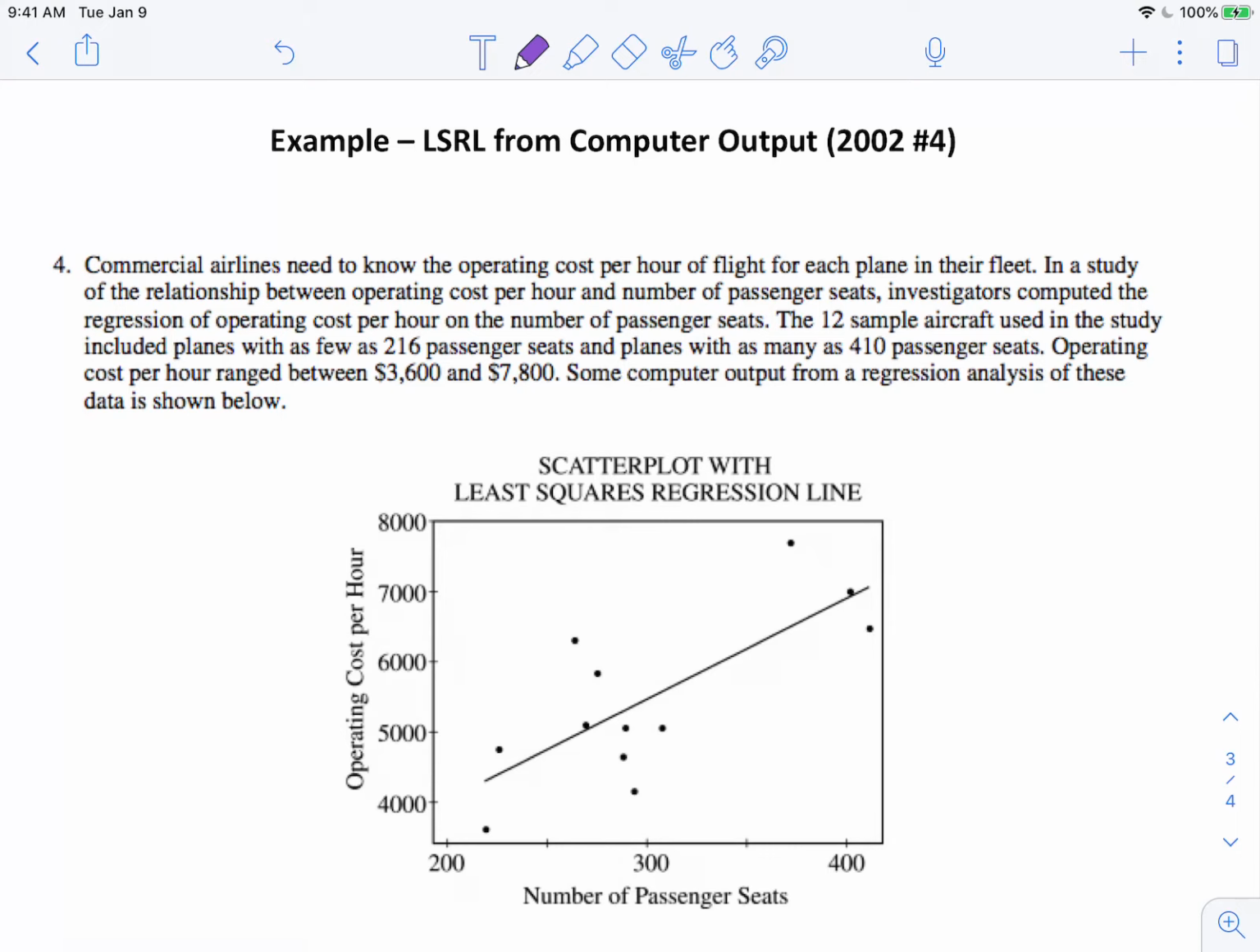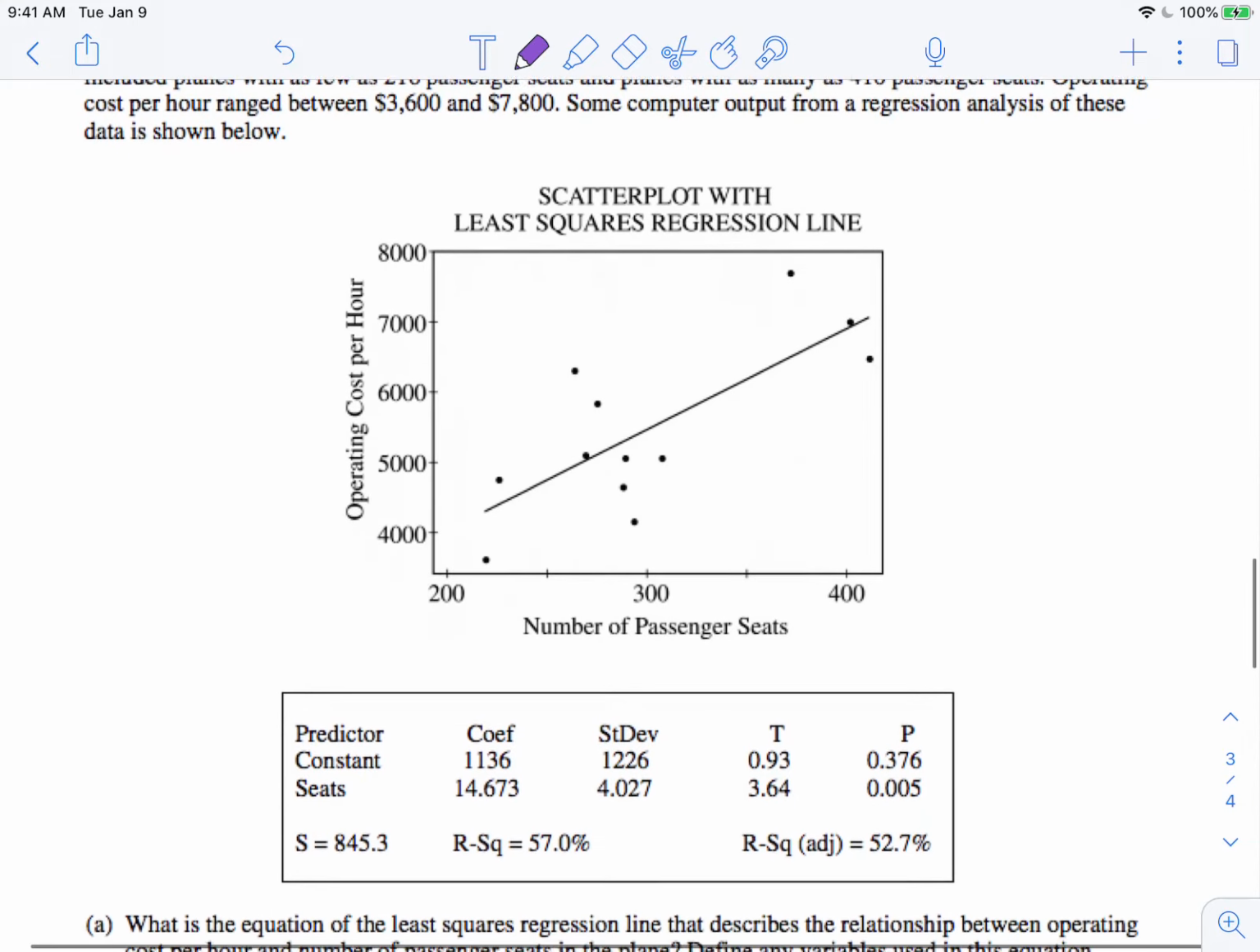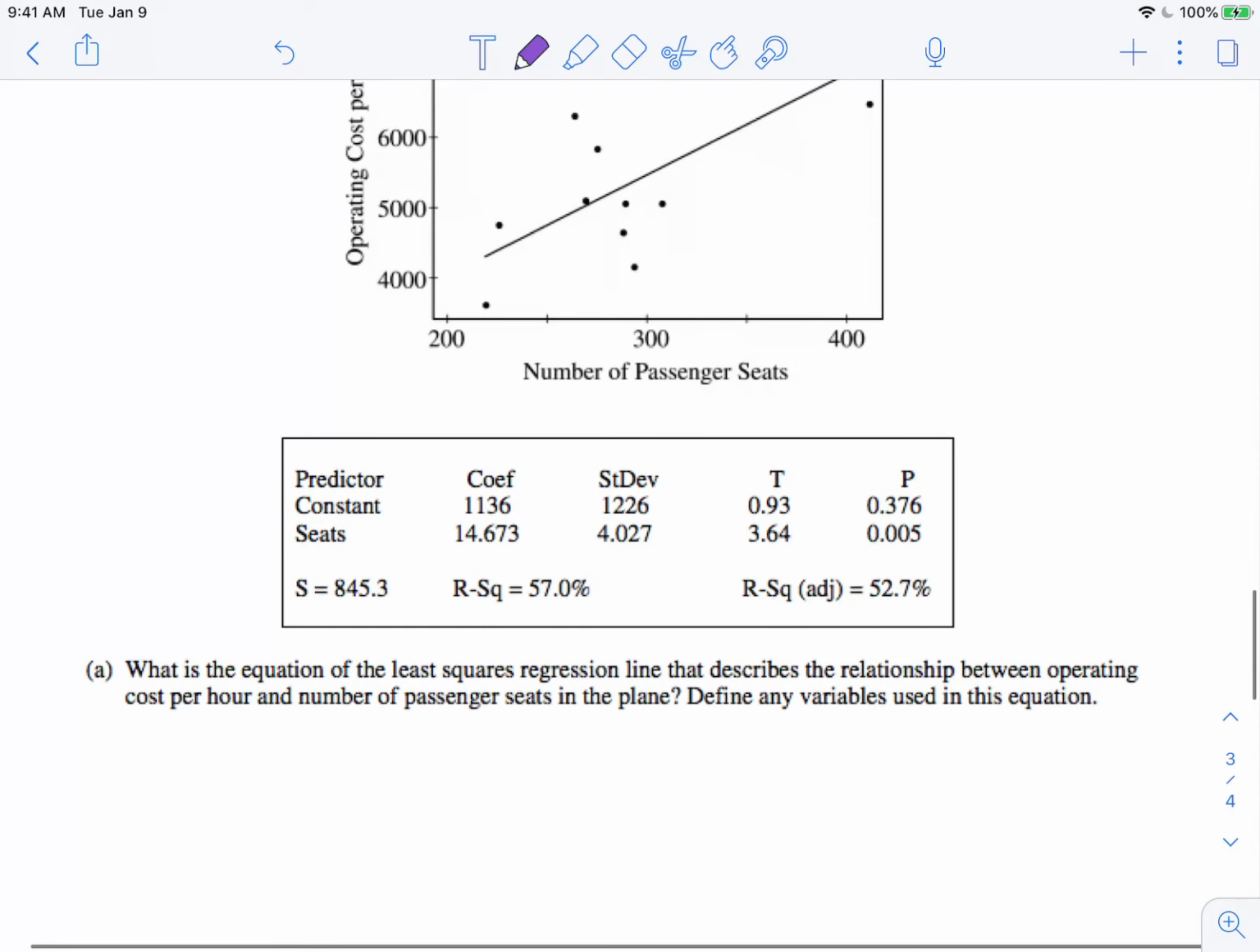Least squares regression line from a computer output. This is an actual free response question from 2002, number 4. So I highly, highly encourage you, Google this, look at it, see how the other parts of the question are. If you're curious, see how they scored it. But I just want to talk about part A today, which is, let's read it. What is the equation of the least squares regression line that describes the relationship between operating costs per hour and number of passenger seats in the plane? Define any variables used in this equation.